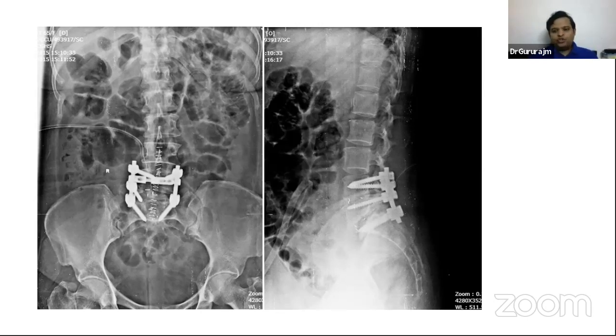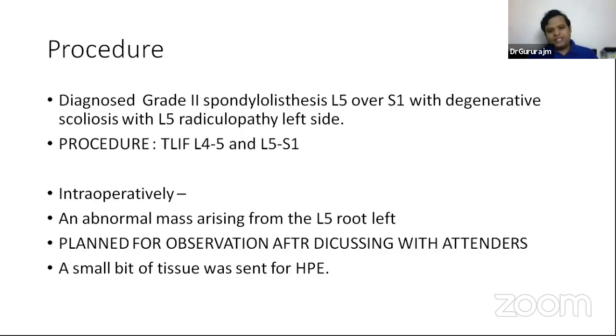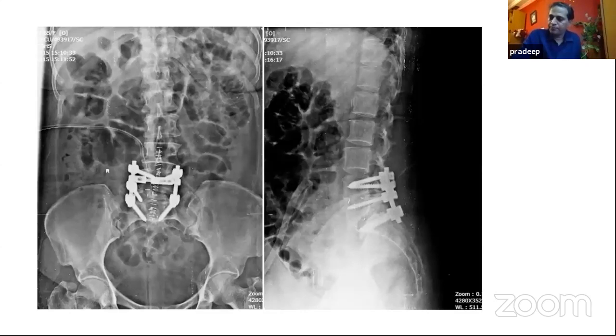And we also found this pedicle was eroded by a kind of mass in the L5 nerve root on the left side. The L5 nerve root on the left side at the ganglion area was very big. It was like a tumor in the nerve root there. So we took some biopsy from the nerve root and we ended up doing this. So that's immediately post-op. Any comments on this? We got complete, perfect reduction.